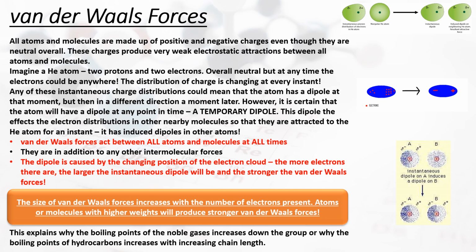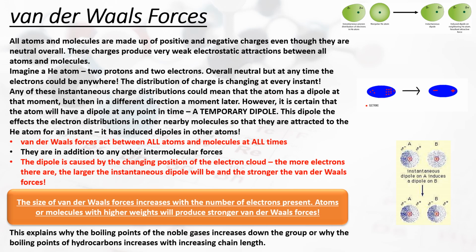So if we imagine a helium atom, there's 2 protons, 2 electrons. Overall, this is neutral, but at any time, the electrons could be anywhere. We think of our electrons, of course, not as discrete particles really, but as this cloud of charge, these electron clouds. Now, this distribution of electron charge is changing at every instant. Any of these instantaneous charge distributions could mean that the atom has a dipole at that moment, but then in a different direction a moment later. So this electron cloud, the electron density essentially, is constantly shifting around the molecule. And so our electron density is never in the same place two moments apart.